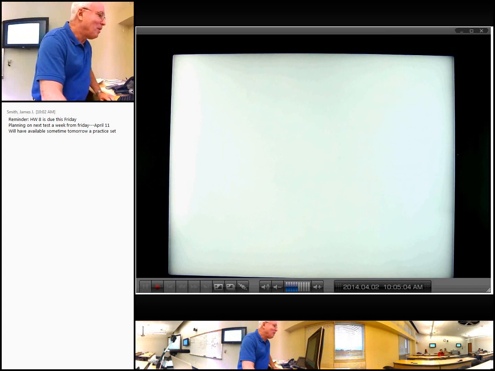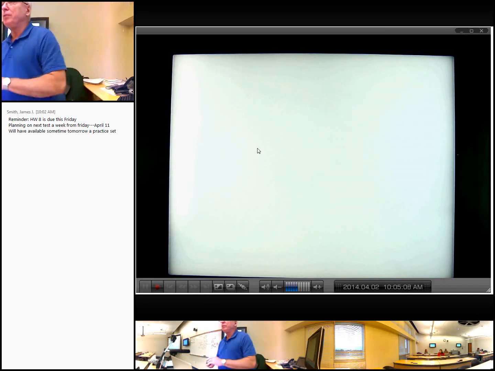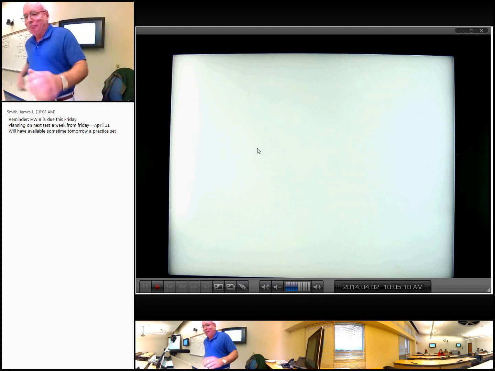Okay, we need to get started here. All right. Well, hopefully we'll make it in one piece without having to evacuate. All right. It does look kind of dark out there, though, doesn't it?